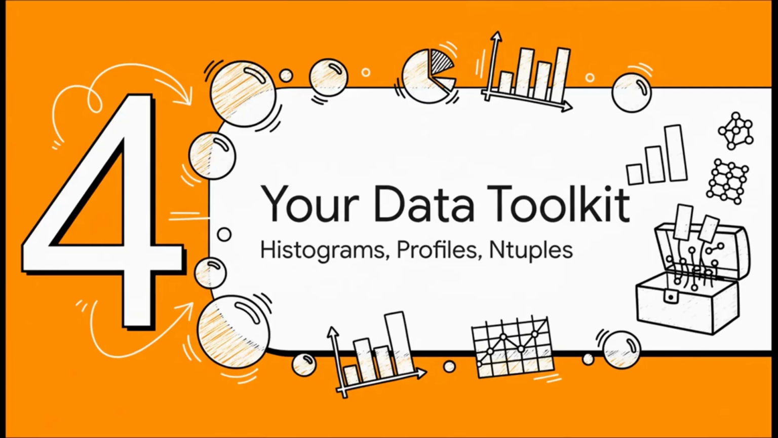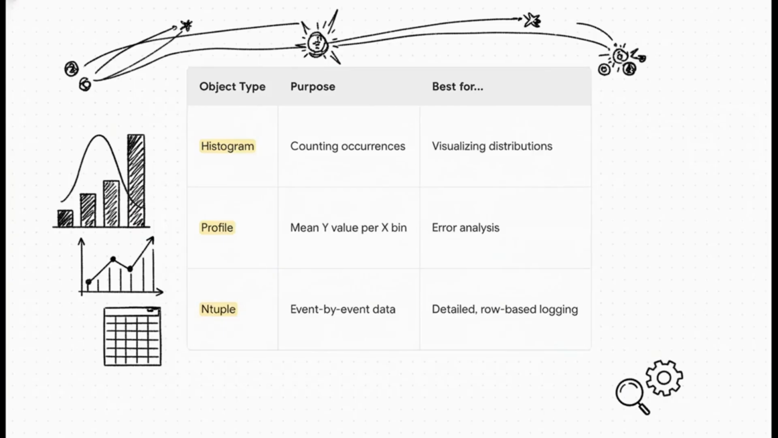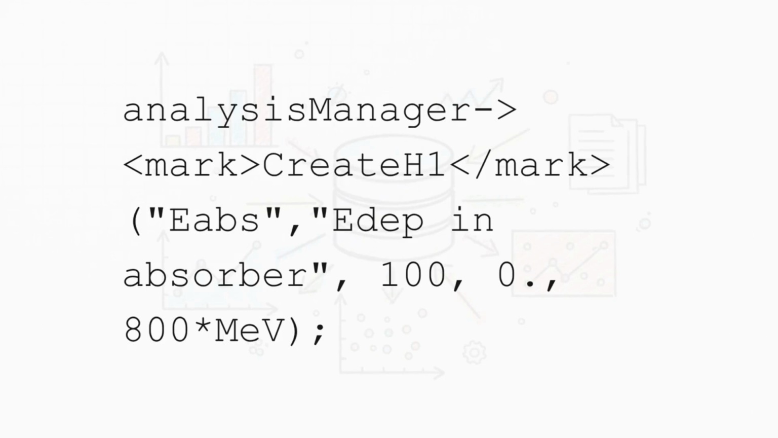Okay, so we've got the workflow down, but what can we actually store? Well, the Analysis Manager gives you three main types of data objects that form your analysis toolkit. This table breaks it down really nicely. You've got histograms for just counting things in bins, perfect for seeing the shape or spectrum of your data. Then you have profiles, which are similar, but instead of just counting, they calculate the mean value of some other variable for each bin. Super useful for things like error analysis. And finally, you've got n-tuples, which are basically your detailed logbook, storing multiple bits of data row by row for every single event.